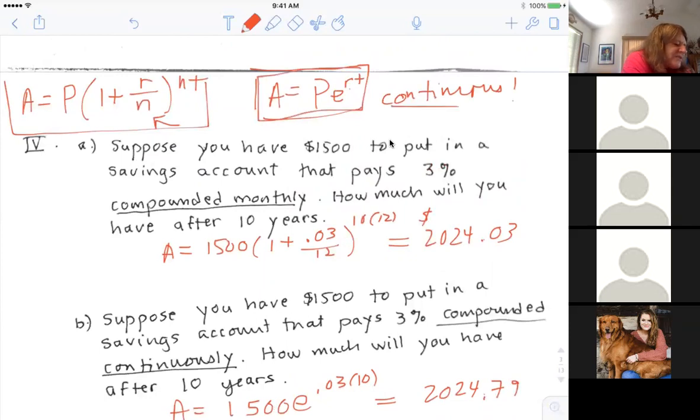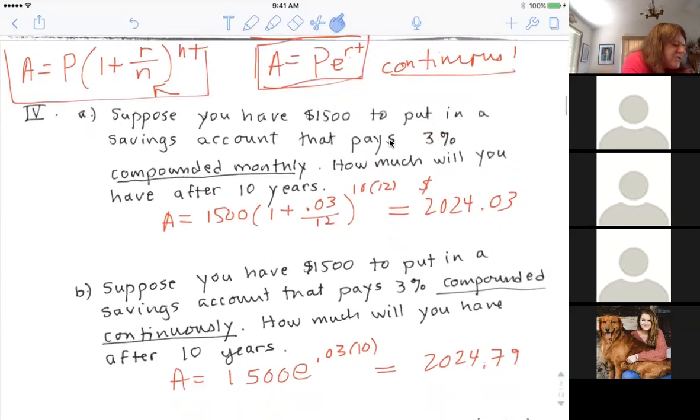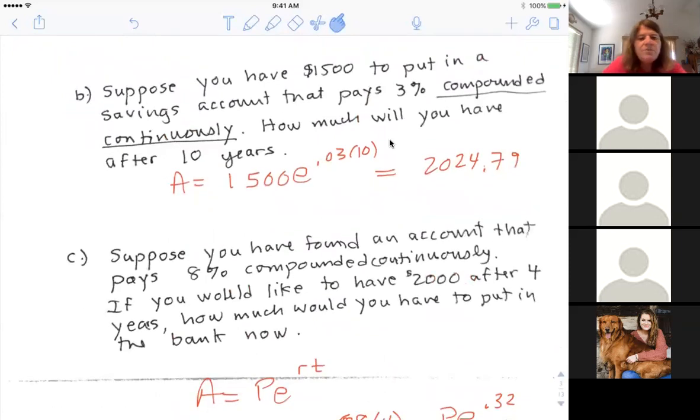That kind of compound is called continuous compounding. It's the best you can do. So suppose you have that same $1,500 to put in a savings account that pays 3% compounded continuously. How much will you have after 10 years?